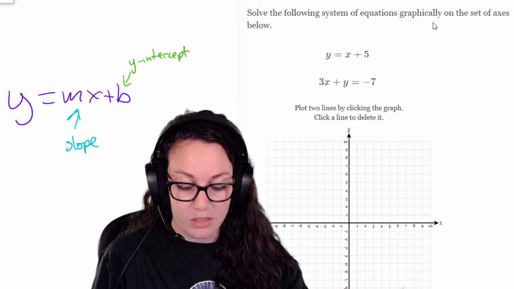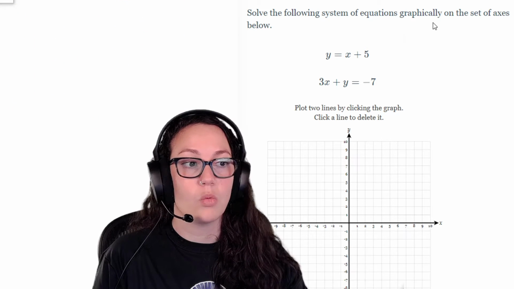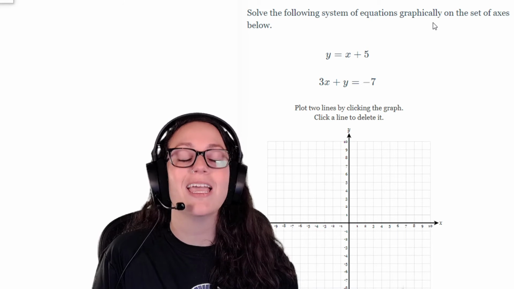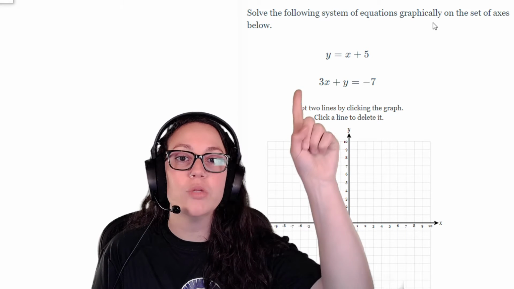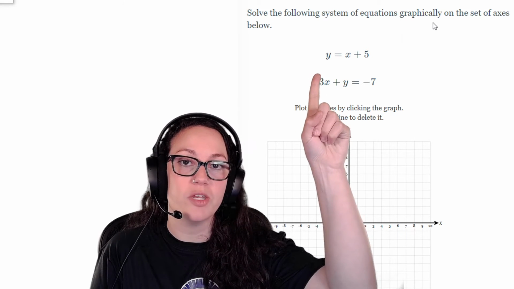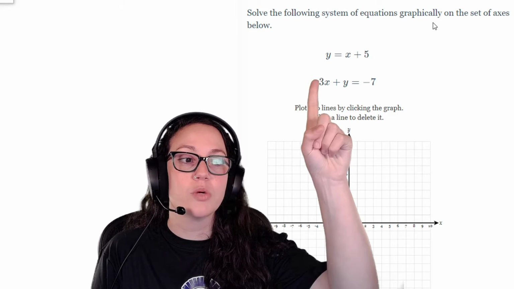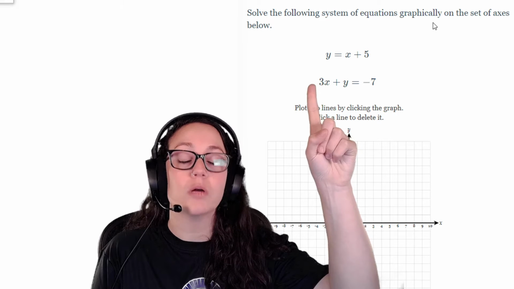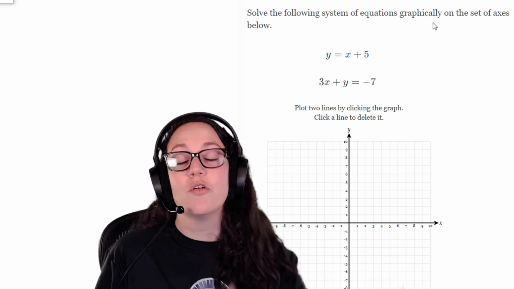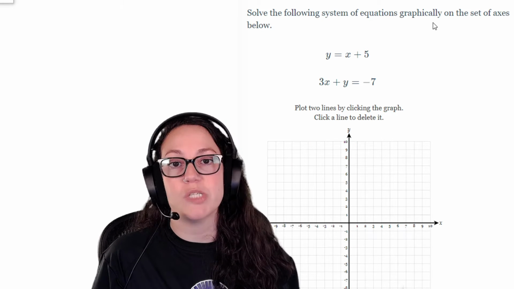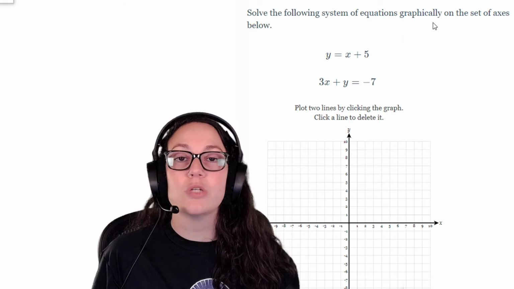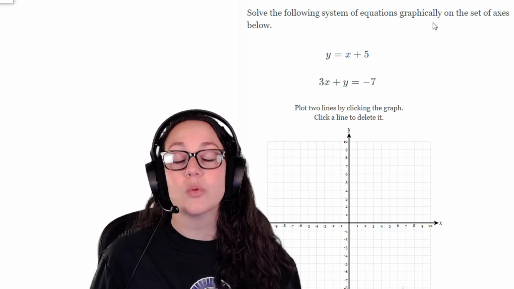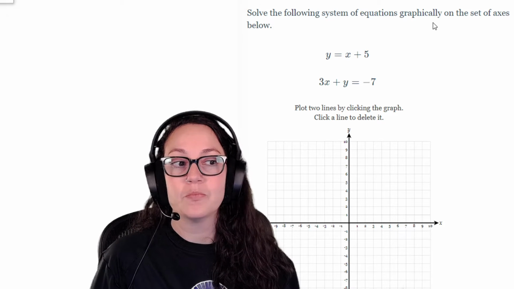Last but not least, we have another system of equations that we're going to solve graphically, but this time only the first equation is in slope-intercept form. That means we're going to put the second equation into slope-intercept form before we graph it. There are other ways to graph it straight from standard form, but we haven't really worked with those yet, so we're going to put it in slope-intercept form because that's what we're familiar with right now.